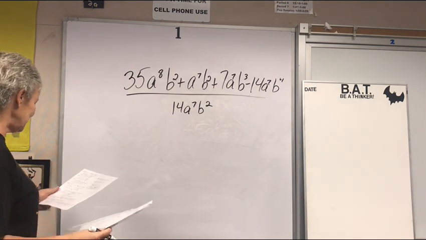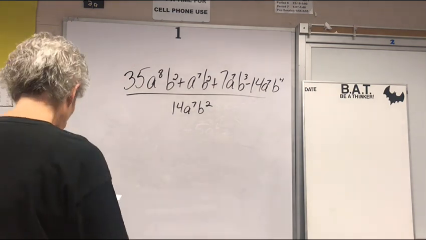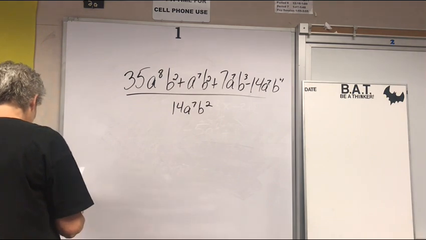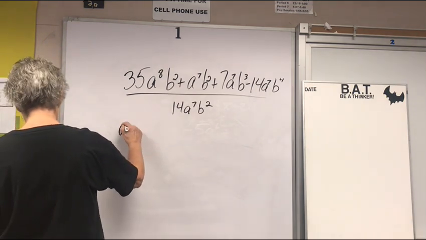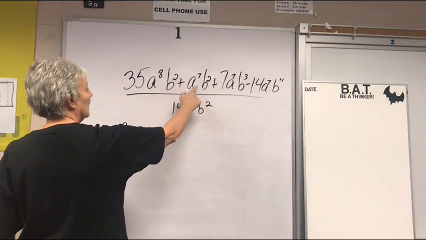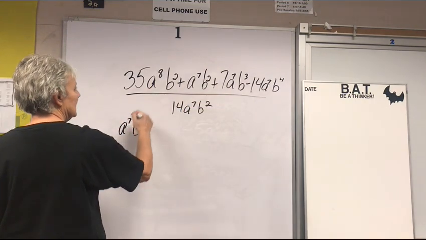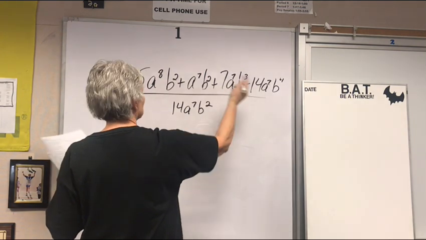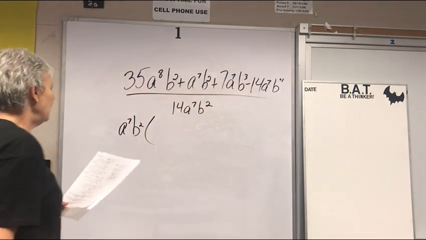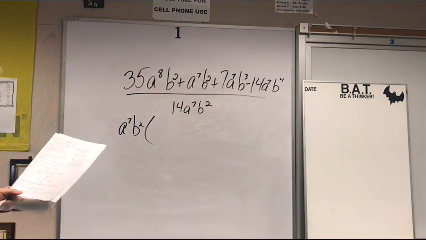Okay, so the greatest common factor for this one is a to the 7th, and then b squared. All right? Now let's go about getting that back.